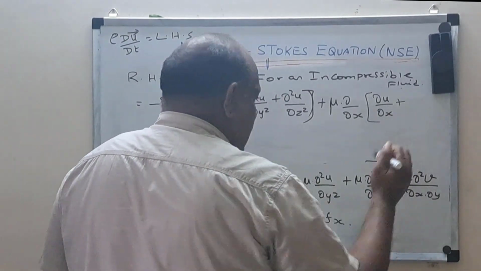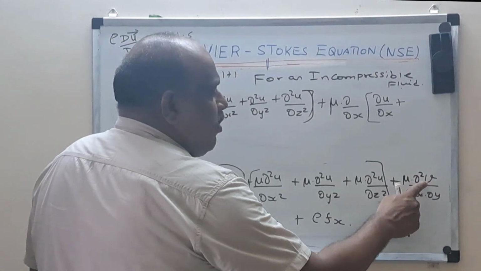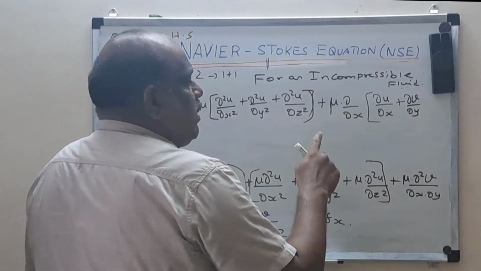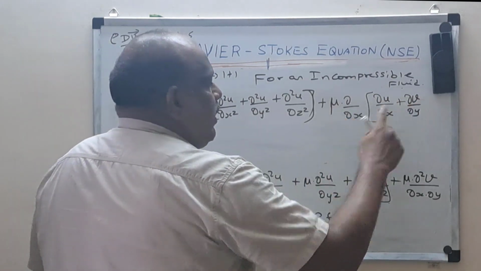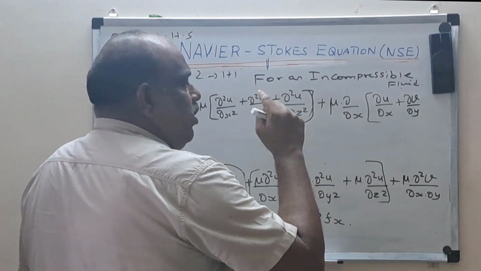Plus I will take this term. I will take μ into ∂/∂x as a common term. The remaining term will be what? ∂v/∂y. Otherwise you multiply and see what is happening. μ into ∂²v/∂x∂y. So we will get this term if we take this one.